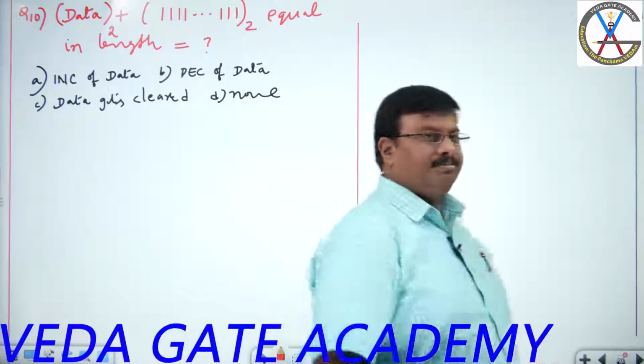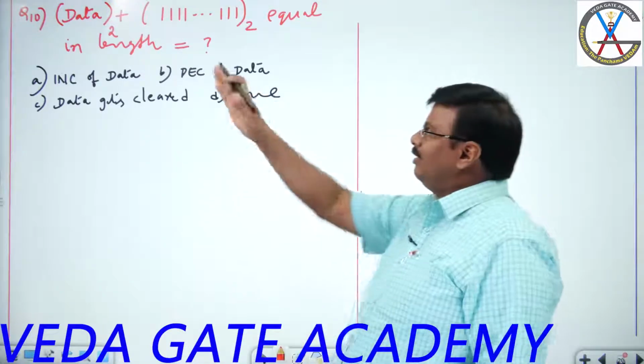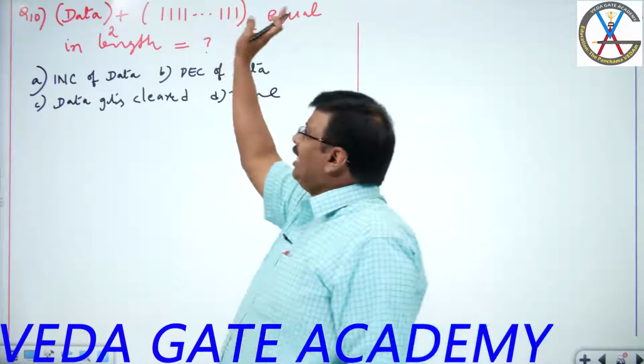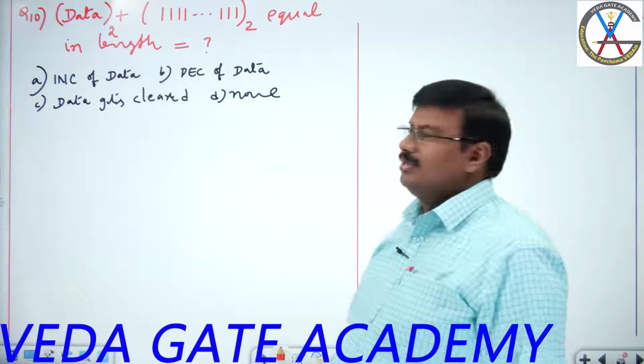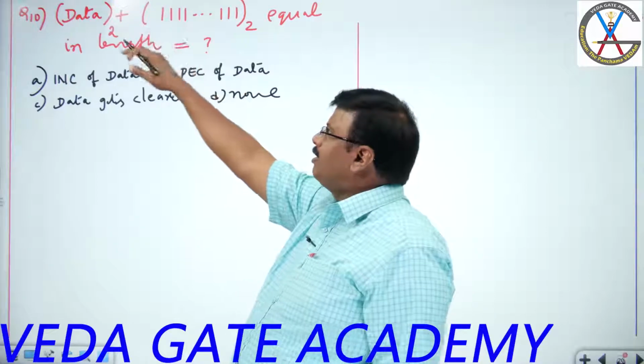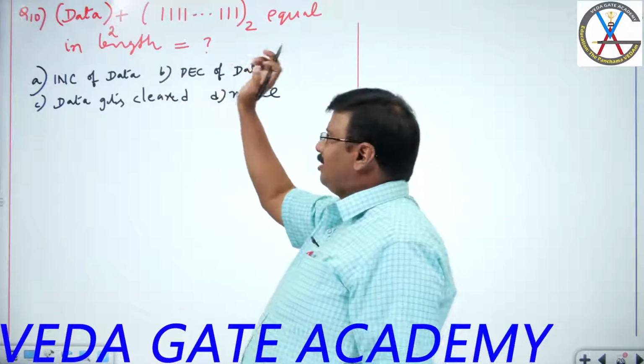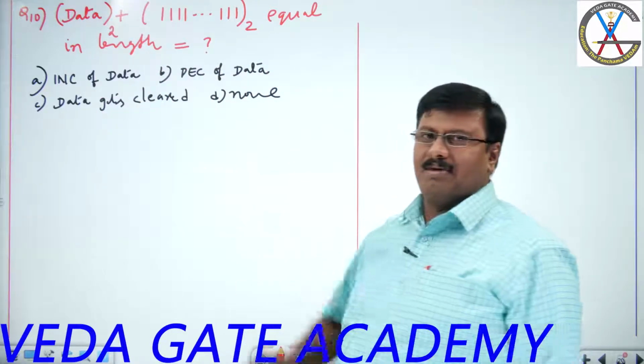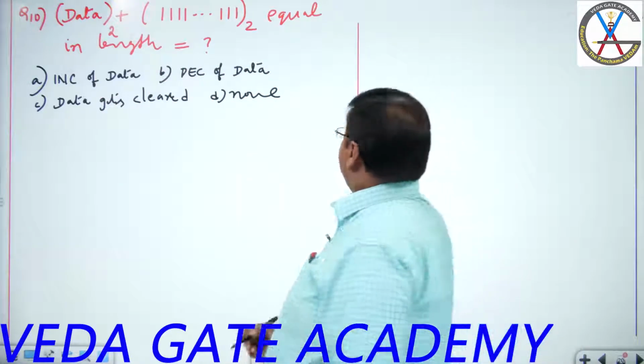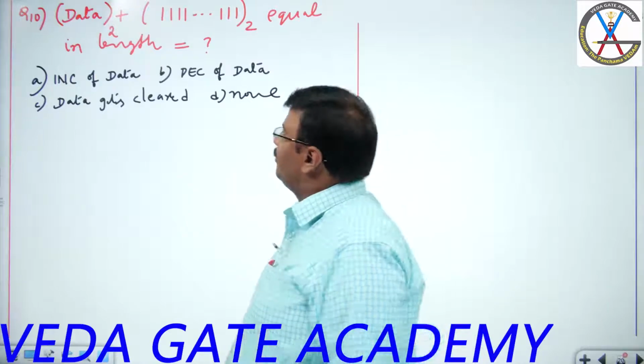The last question for this topic to discuss. Data plus all ones in binary, these both are equal in length, is equal to: increment of data, decrement of data, data gets cleared, none of the above. Let's see what is the right answer.